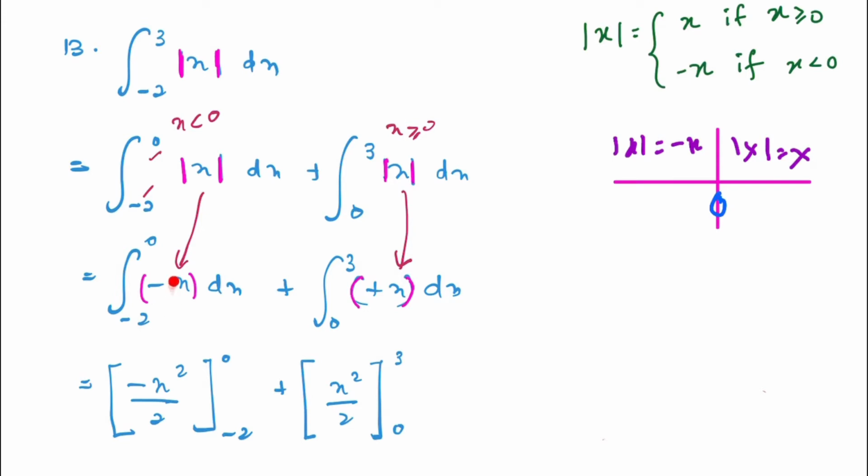So let's integrate. This is just minus x squared over 2. And fill in your limit from -2 until 0. And for this one, this is just x to the power of 2 over 2. And then fill in your limits from 0 until 3.